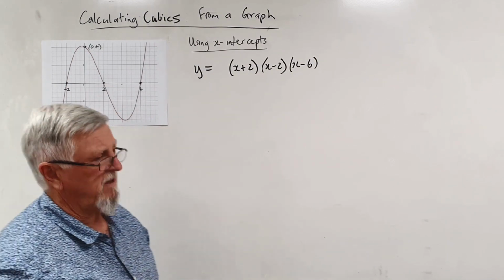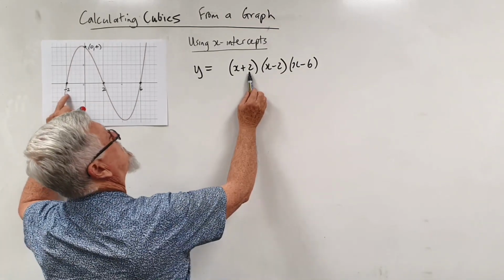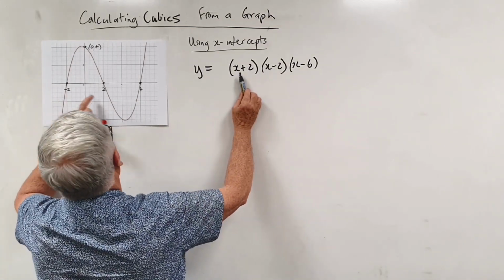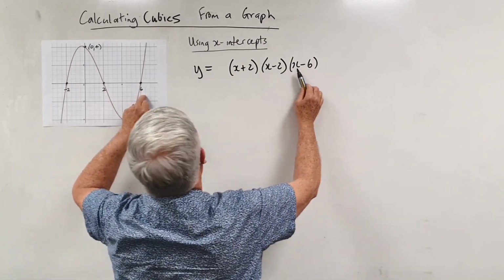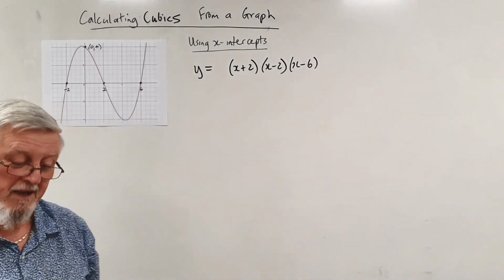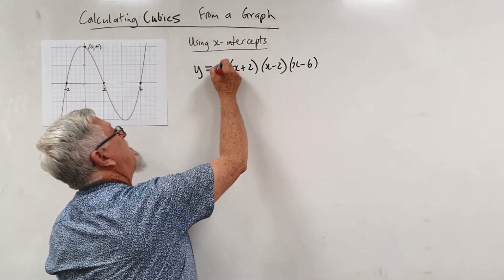Most students, like every student in my class, had no problems with saying the opposite of -2 is +2 and putting it in the bracket with an x. The opposite of 2 is -2, putting it in the bracket with the x. And the opposite of 6 is -6, putting it in the bracket with an x. But what has everyone forgotten? There can be another number here.